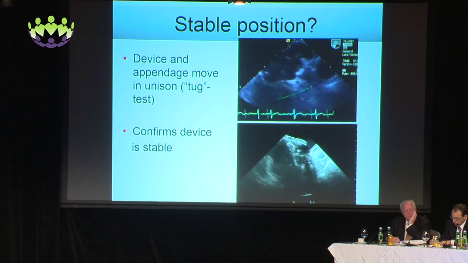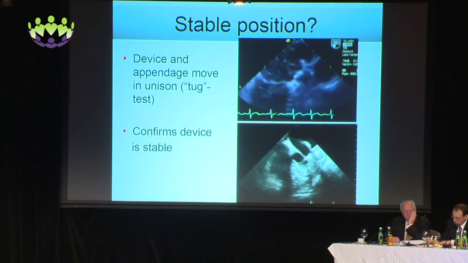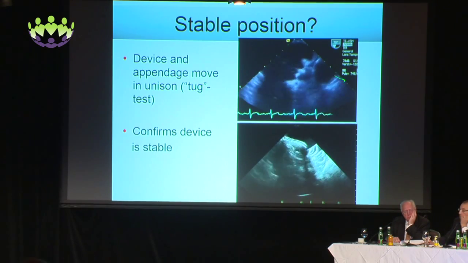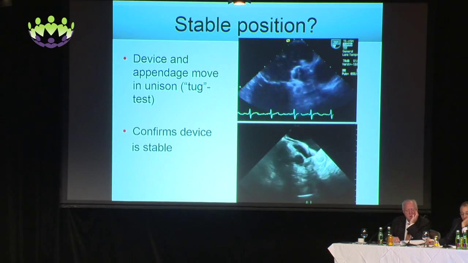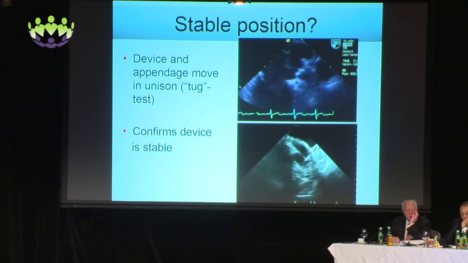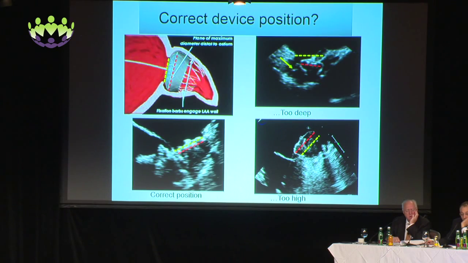You can do a tuck test where you do a gentle traction to the device, and you have a look if the appendage is moving in unison with your device, and that would indicate that you have a device which is in a stable position. So if you have a Watchman device in place, this should be at a position at the ostium or slightly below the ostium. That means in this case, we would have a really good position for this Watchman device.